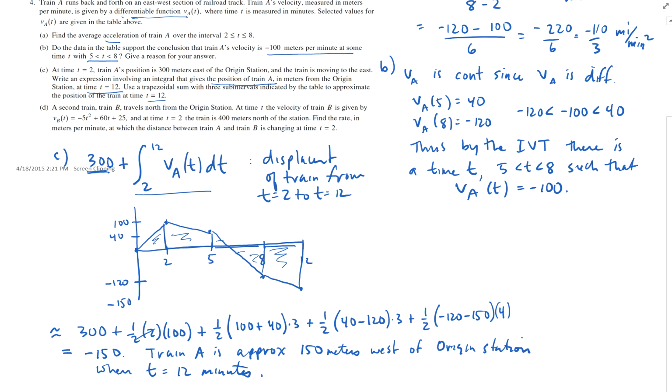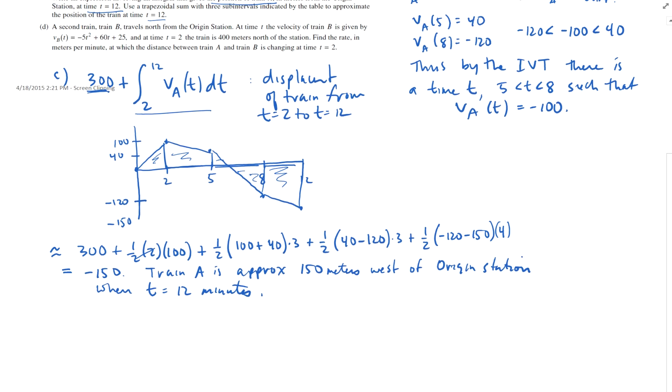And now D. D's an interesting question, and it's worth 3 points of the 9. This problem here is worth 3: 1 for the position expression, 1 for the trapezoidal sum, and 1 for the position, 150 west. Now the interesting part is if you don't get this first part done up here, then you'll miss those 2 points because you won't get either one of those correct. So it's kind of an all or none sort of thing. Alright, D.